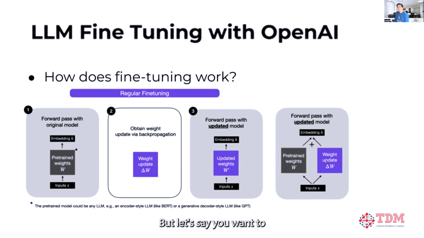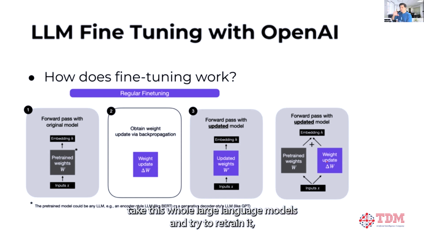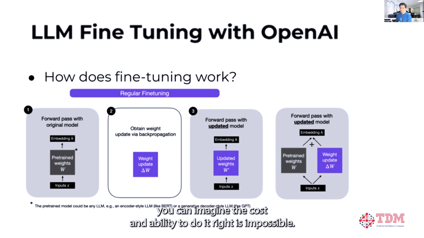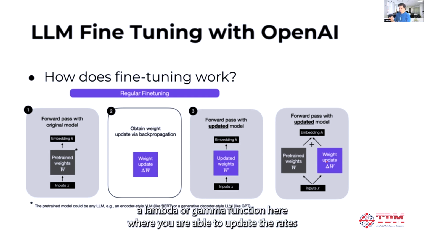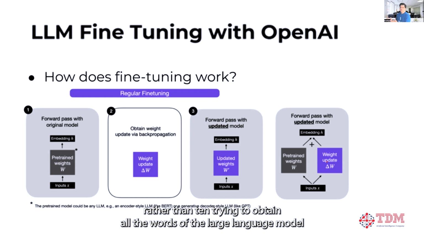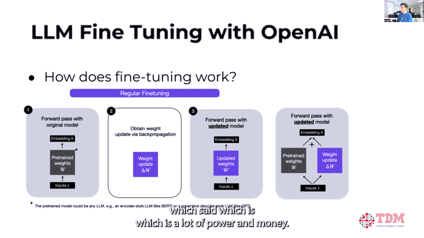But if you want to take this whole large language model and try to retrain it, you can imagine the cost and the ability to do it, right? It's impossible. So what do we do in our case, who are the application builders or practitioners, to customize for real estate, for finance, any of your verticals? What you do is you use something called a subset of weights, or you can say a lambda or gamma function, where you are able to update the weights rather than trying to train all the weights of the large language model, which is a lot of power and money, right?